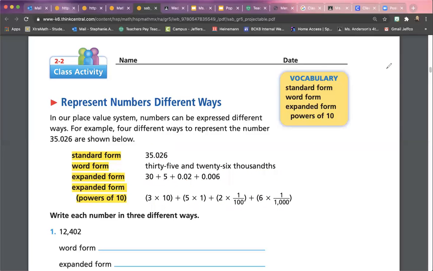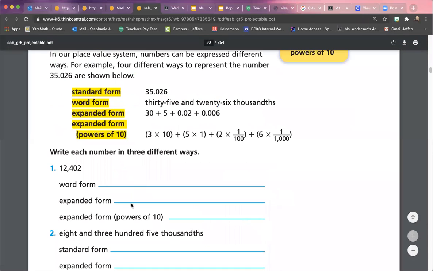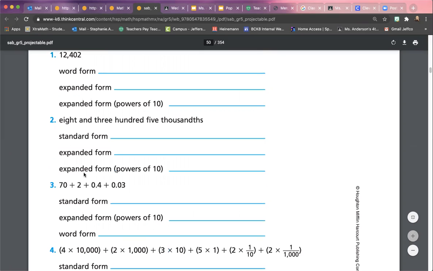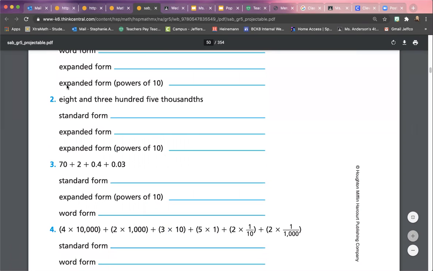So I'll do one more with you guys really quick. And you'll notice there are a few numbers in here, 12,402. It's the same thing, that's what we've already done before. We're just gonna split everything into place value. So I wanna look at number 3 because we get into some decimals on number 3 here.